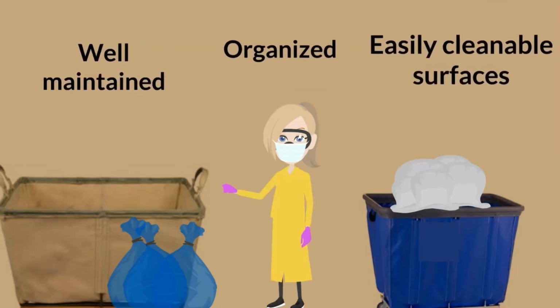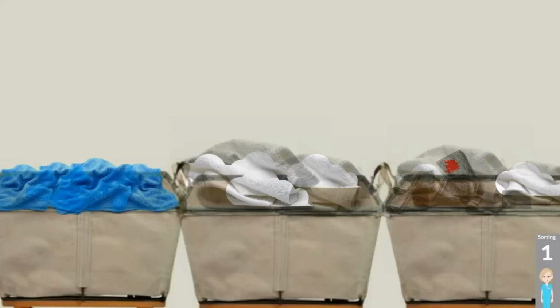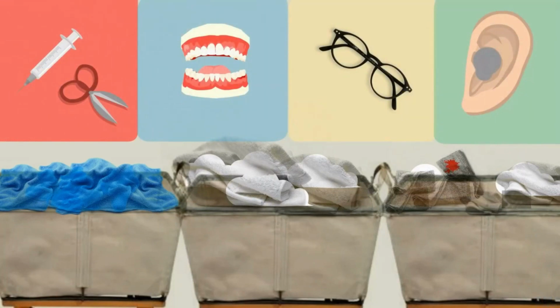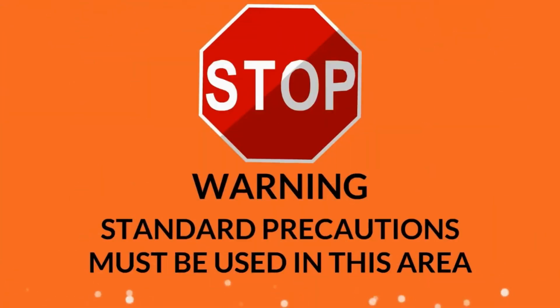For infection control purposes, this dirty area should be well maintained, organized, and should have surfaces that are easily cleanable by using an EPA-registered hospital disinfectant. During the sorting process, the worker should be on alert for unexpected items that may be contained in the soiled linen, such as used needles and other contaminated sharps, medical devices, patients' dentures, eyeglasses, and hearing aids. Infections resulting from failure to use appropriate barrier precautions, hand washing, and other infection prevention practices may occur unless standard precautions are strictly adhered to in this high-risk area.